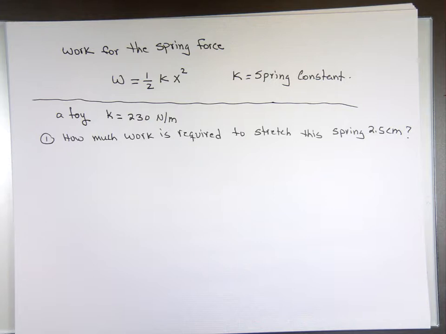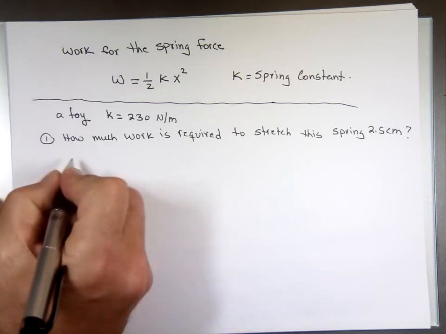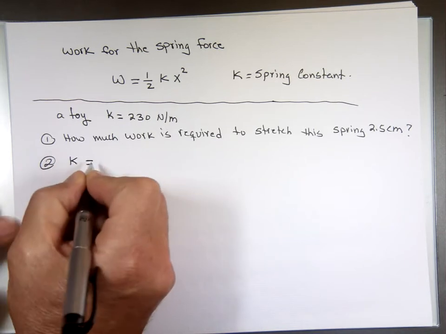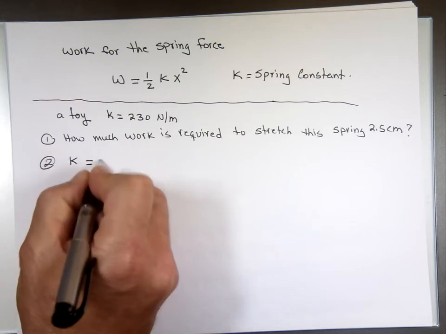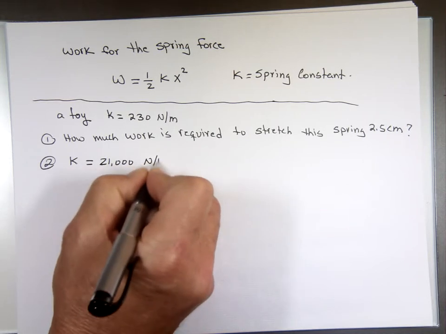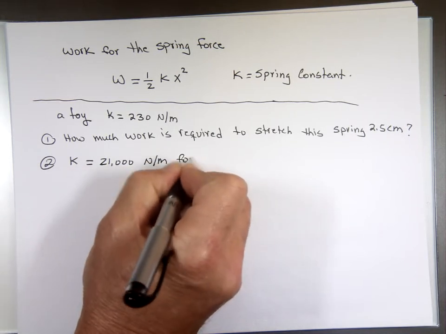But we were talking about the spring yesterday, so I start looking at what k is for a spring in a car. So a car actually, k is equal to roughly 21,000 newtons per meter for an average car.